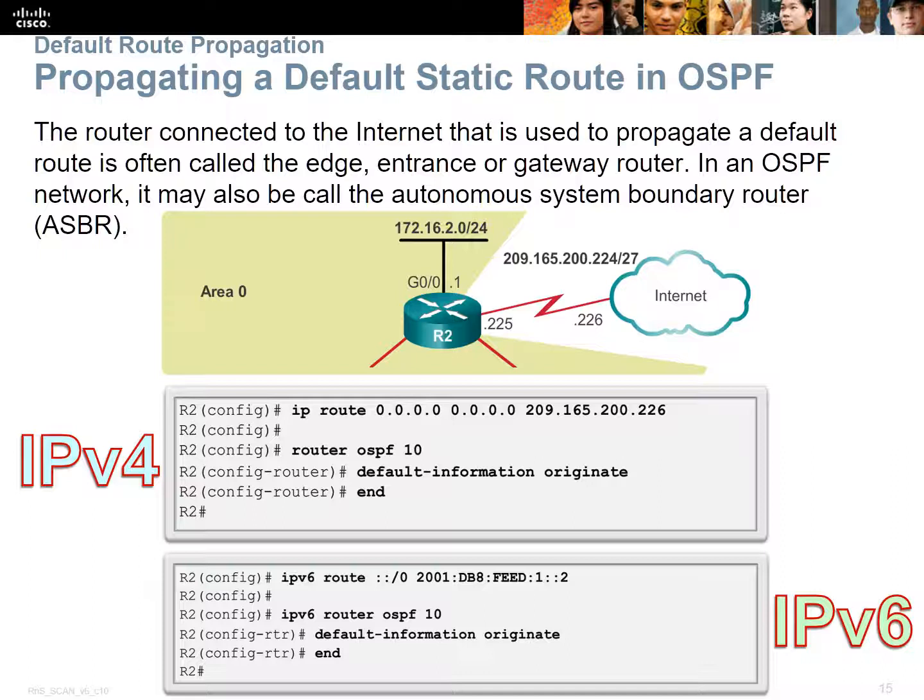Remembering that once you redistribute that static route into the OSPF process, that router is now an autonomous system boundary router.